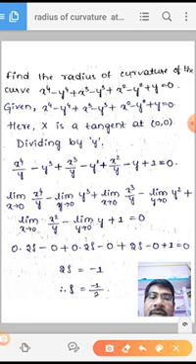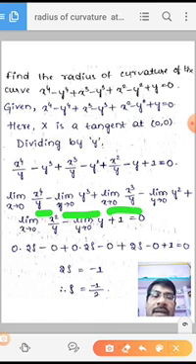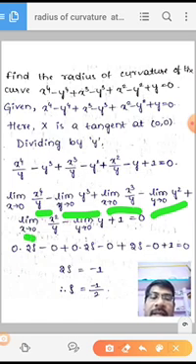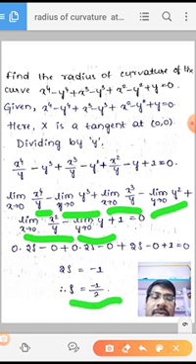Limit x tends to 0, x to the power of 4 by y minus limit y tends to 0, y cube plus limit x tends to 0, x cube by y minus limit y tends to 0, y square plus limit x tends to 0, x square by y minus limit y tends to 0, y plus 1 equal to 0. We have to substitute these values, therefore rho is equal to minus 1 by 2.